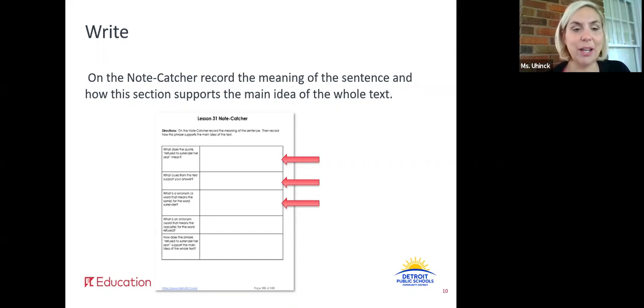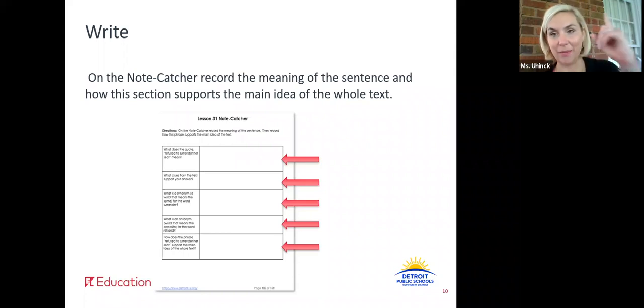In that third box, you're going to tell me what's a synonym for the word surrender. Now remember, a synonym is a word that means the same. What is an antonym for the word refused? Remember, an antonym is a word that means the opposite. And then in the last box, you're going to tell me, how does this phrase, "refuse to surrender her seat," support the main idea of that whole text?